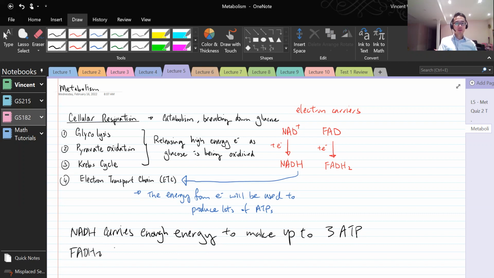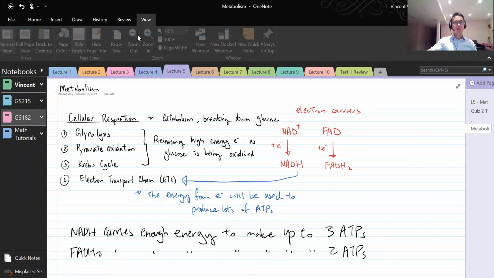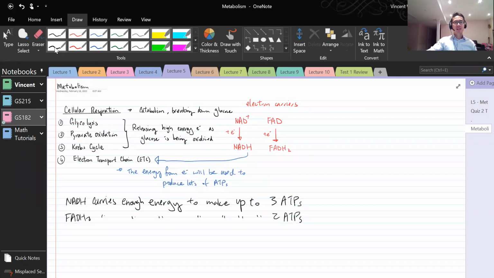Whereas FADH2 carries enough energy to make up to, what did I say, 2 ATPs. So that's one key difference. Think of them as like batteries, I guess. So this is like your 9-volt battery, the rectangle ones. It holds more charge than, let's say, your AA batteries.